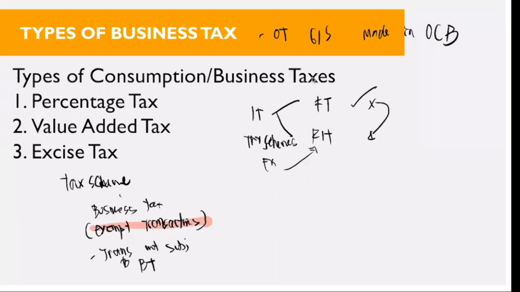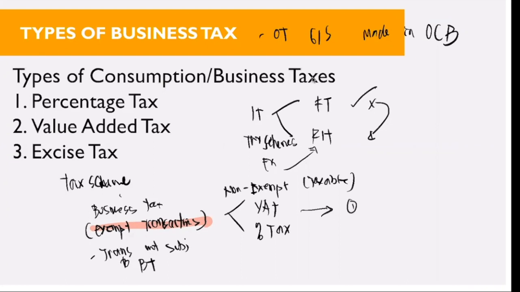Now, if that is a non-exempt transaction, meaning it is considered a taxable transaction, we either tax it at value-added tax or percentage tax. When do we consider that particular transaction subject to value-added tax? The first is if that business entity has a total income of more than 3 million pesos. So if you have already met the VAT threshold.